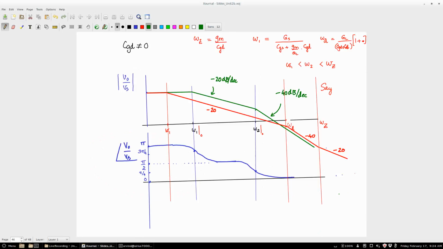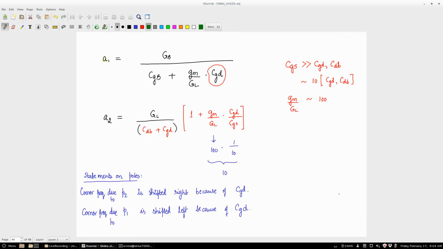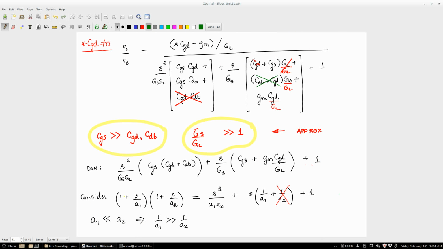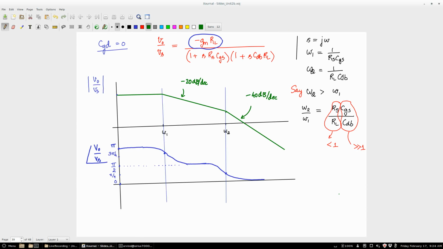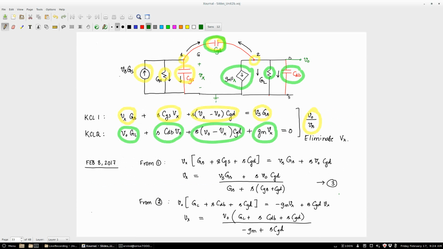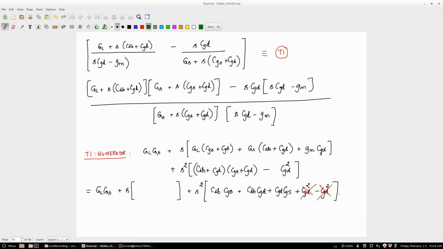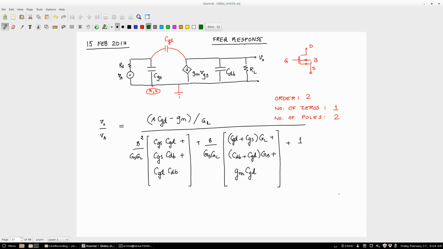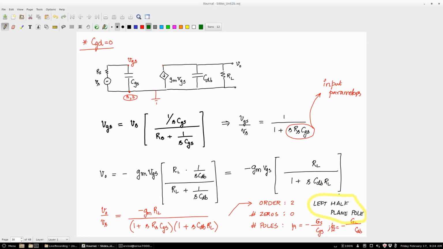So the left half plane zero can cancel a pole which is a right half plane pole. Sorry, a left half plane zero will cancel a left half plane pole, right? Where are our poles? Our poles are left half plane poles, right? Where did we write that? Somewhere we wrote it.